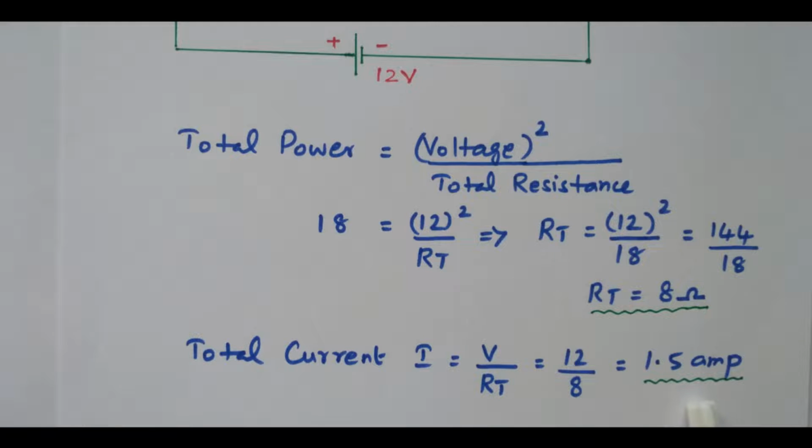Another question: we need to find the R value. The R value is not available. This is the total resistance. One resistor value is not known. We need to find it from the total resistance. I will go for that.